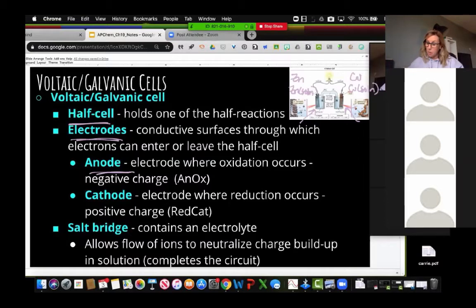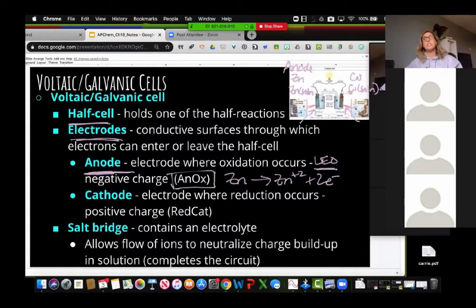Okay, so this is where, like before, when we looked at this, the zinc was the anode, because the zinc was going from zinc metal to zinc plus two electrons. So this was losing electrons. So whichever side has oxidation, that's going to be your anode. Okay, so your mnemonic for that is AN OX. So if you remember AN OX, the anode is always where oxidation is happening.